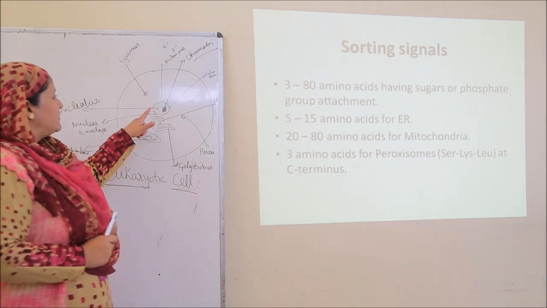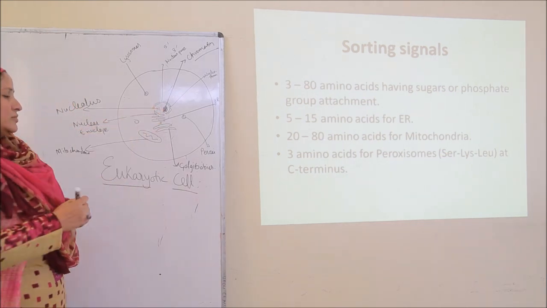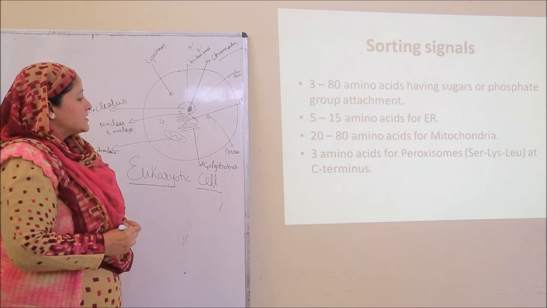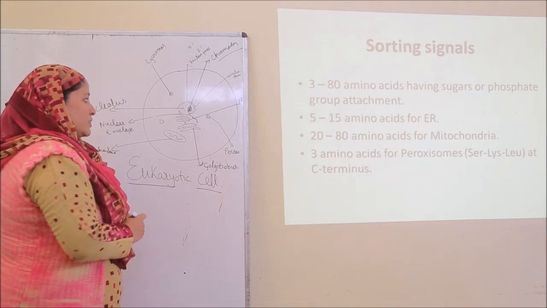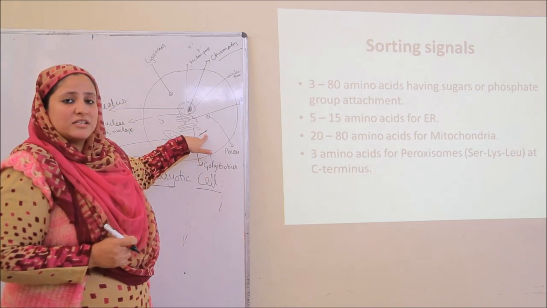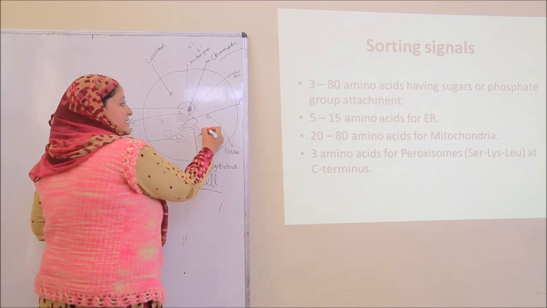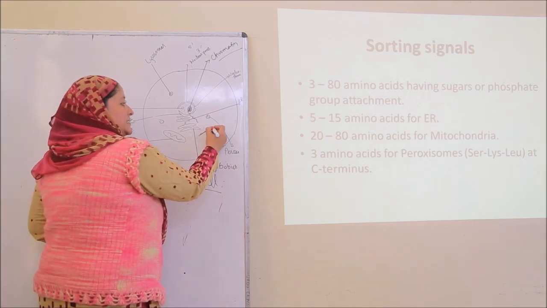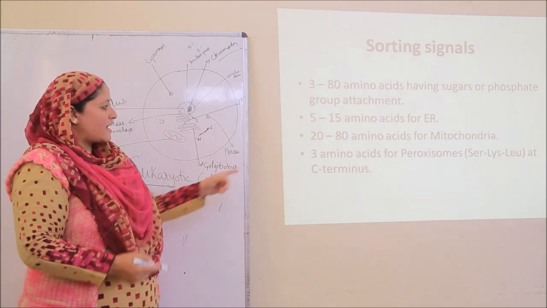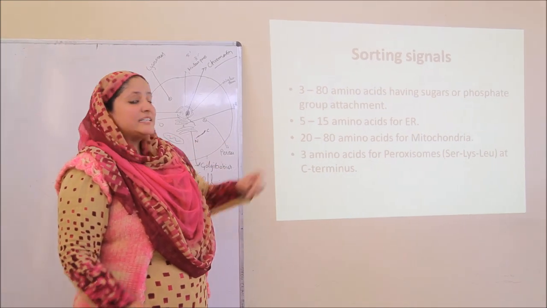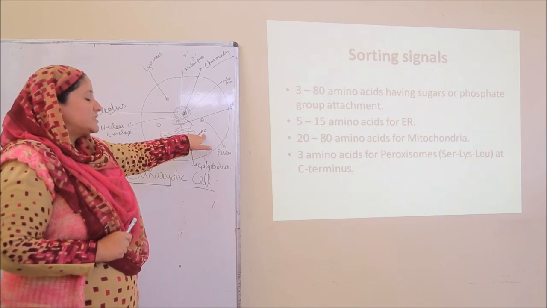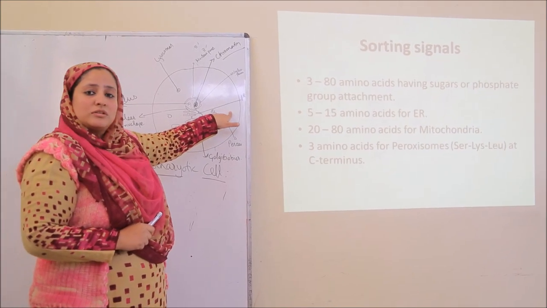Now, the DNA is transcribed into RNA in the nucleus. Then this RNA moves out from the nucleus into the cytoplasm where it gets translated. Now the translated protein has to find its destination. For its destination, it should have a signal sequence attached either at the C terminus or the N terminus. For example, peroxisomes have three amino acids: serine, lysine, and leucine at the C terminus. When this sequence is present at the C terminus, the protein is destined to the peroxisomes.